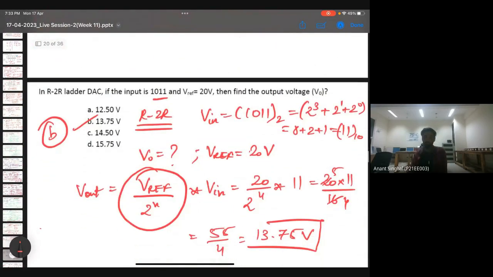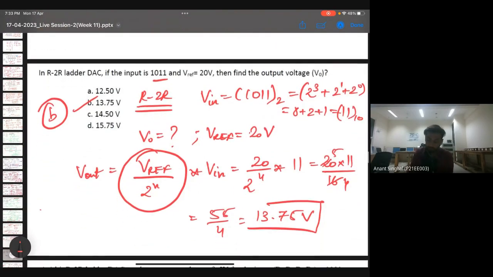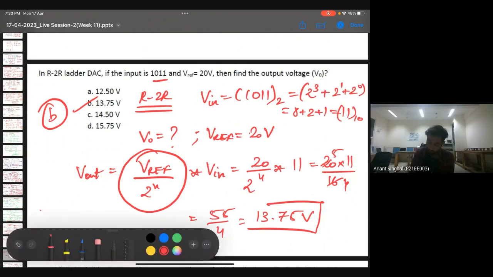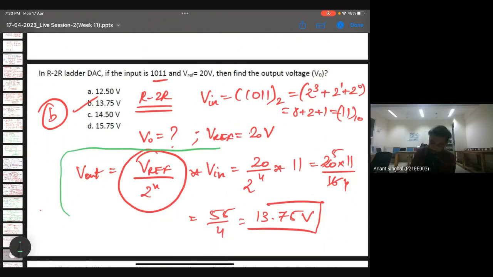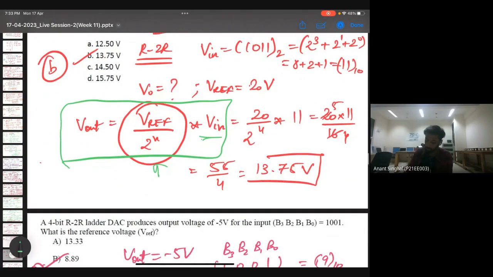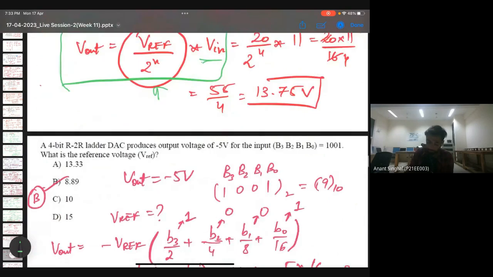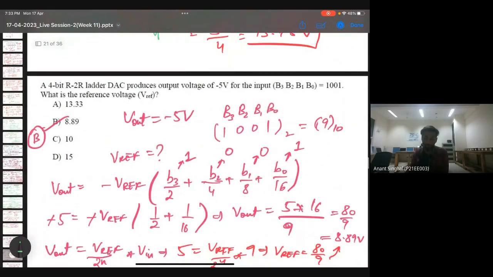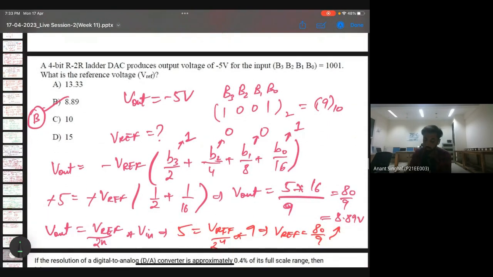Then we discussed some questions of R2R ladder DAC with some input. So again the same formula that we were using earlier. The output is given by V reference upon 2 to the power n, which is the resolution, into the input voltage. Similarly, again a 4-bit R2R ladder network is given, and we have certain input, and this time we were given the output voltage and we need to calculate the V reference.